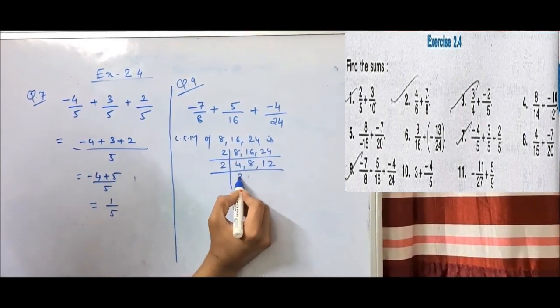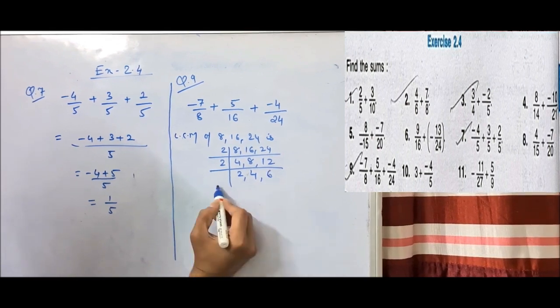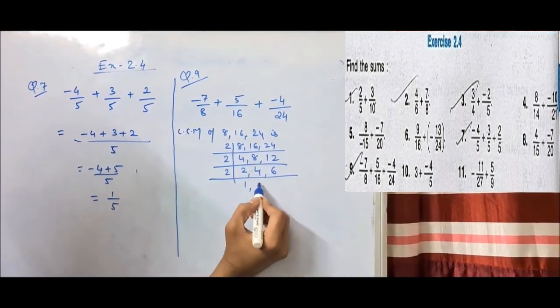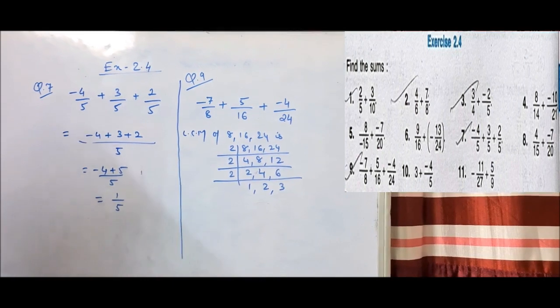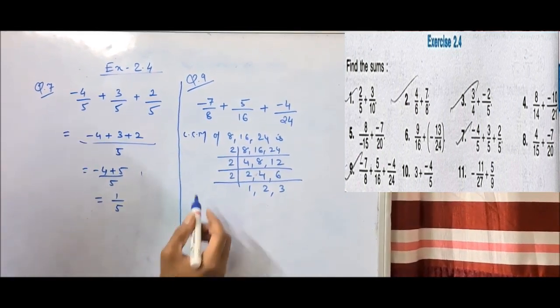Again we'll go ahead. 2 2s are 4, 2 4s are 8, 2 6s are 12. Again we'll go ahead. 2 1s are 2, 2 2s are 4, 2 3s are 6. Now we'll stop. Why? Because 2 and 3 are co-prime numbers.